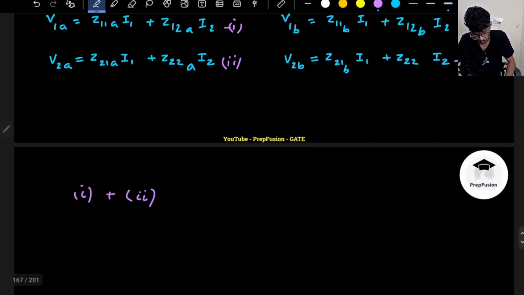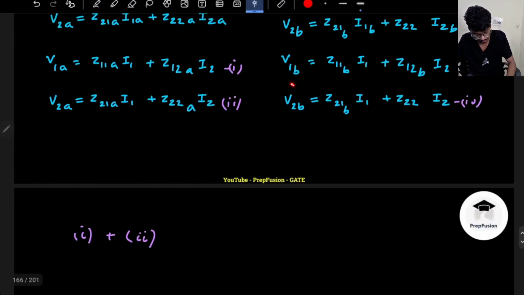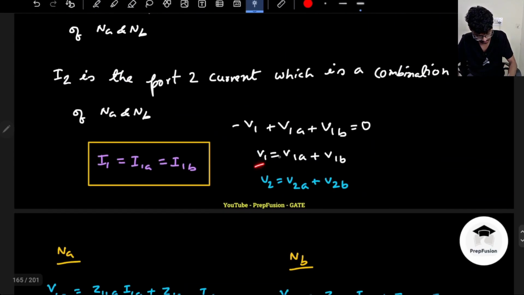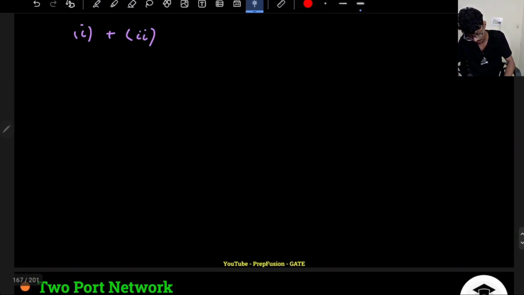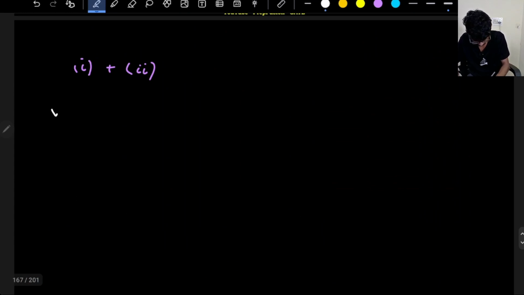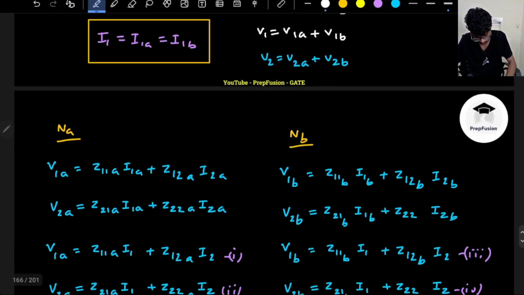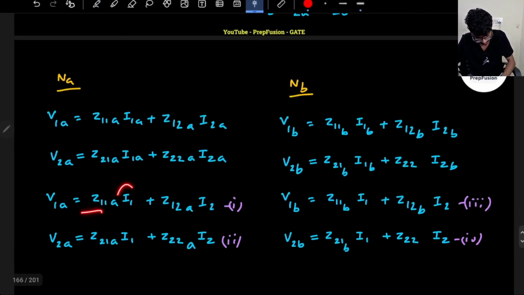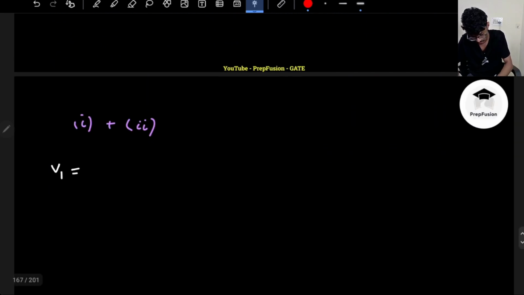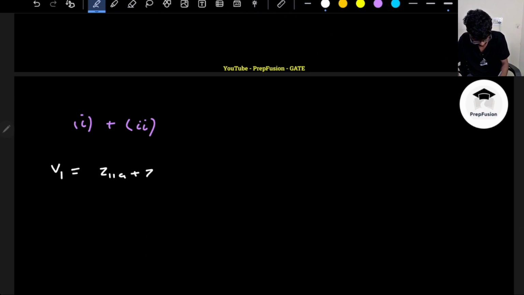If I add equation 1 and equation 2, what will I get? It will be V1A plus V1B. What is it equal to? It is equal to V1, correct? So on the left hand side I will have V1. On the right hand side, I1 is common, so it will be Z11A plus Z11B into I1.